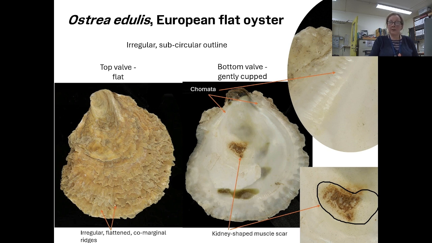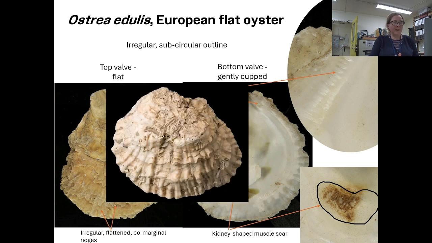They have one adductor muscle scar, which is right in the middle, and that is kidney shaped. And this is the outside of the bottom valve as well, and you can see these irregular radial ribs on it.